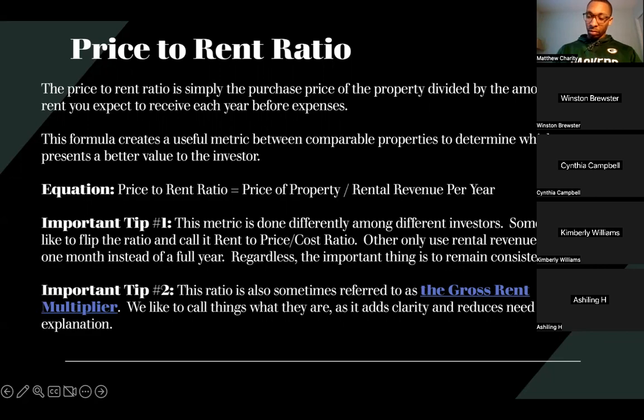I have seen some people flip the ratio and call it rent to price ratio. And other people I've seen use the rental income from one month instead of a full year and do it as a monthly calculation. But it doesn't matter which way you do it, as long as whatever method you use, you apply to both properties, so you're comparing apples to apples. And this is also sometimes called the gross rent multiplier. But price to rent ratio is, to me, a more clear term. But in case you've heard gross rent multiplier, that is the same thing as price to rent ratio.